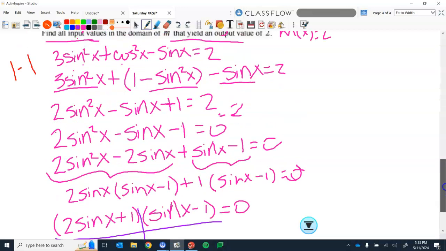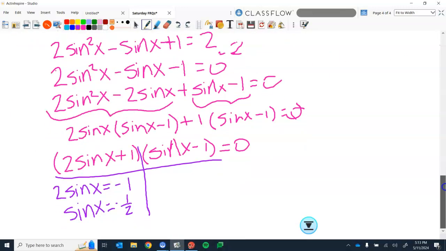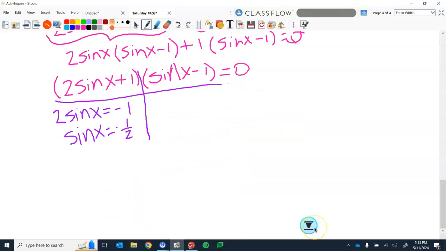All right, so let's see, what do I need to do? It says, in the domain of m. So it's not telling me from 0 to 2 pi or whatever. When it doesn't tell me that, I'm going to have to use plus 2 pi k and things like that. But I still need to go around 2 pi. So sine is negative here and here. So I need my 3rd and 4th quadrant angles here. In the first quadrant, if sine is 1/2, that's pi/6. That means I need 7 pi/6 and 11 pi/6.